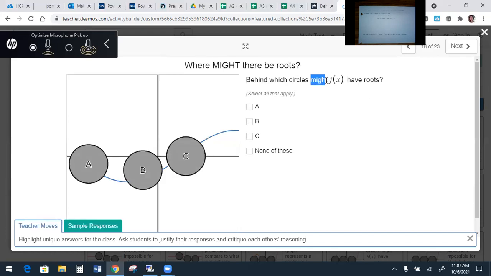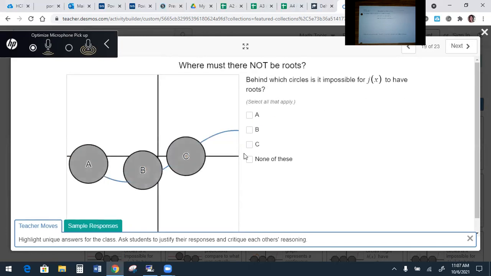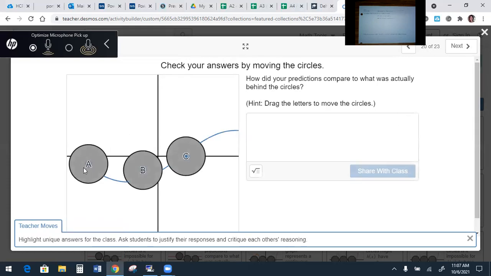Now, maybe there is, though. Which ones might have a root? C might have one. What else? Do you think B might have one? Like it's possible, right? Like it could come up there. And how about A? If this continued on up here, A could have one as well, right? Like they're all possibilities. So none of them are impossible. Like, they could be. All right, what's your prediction? Do you think there's one behind A?